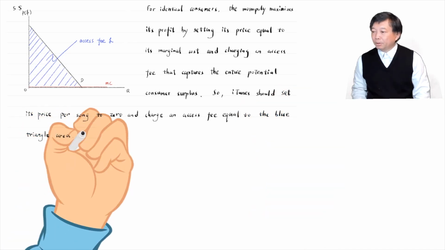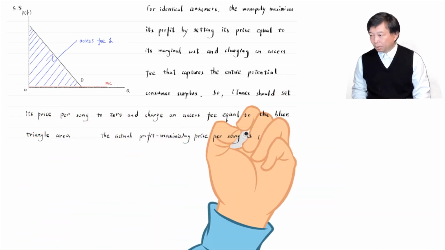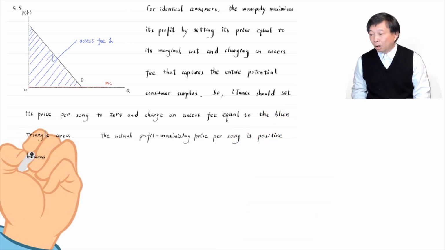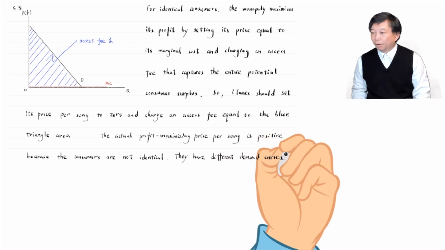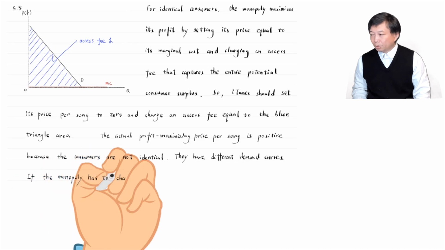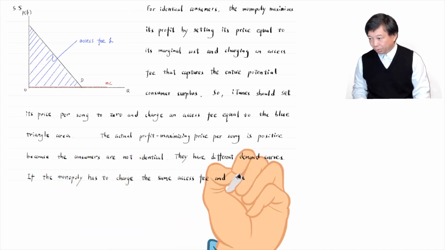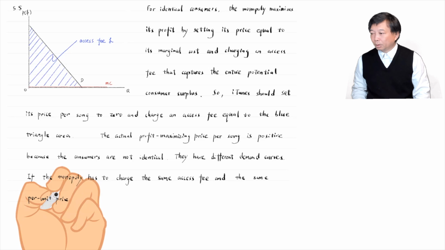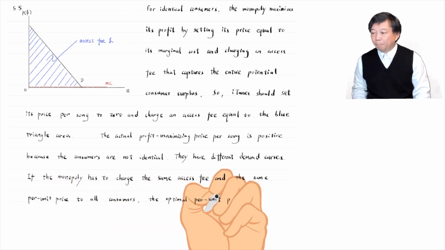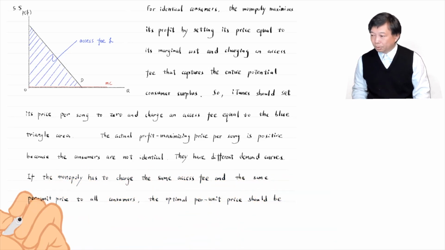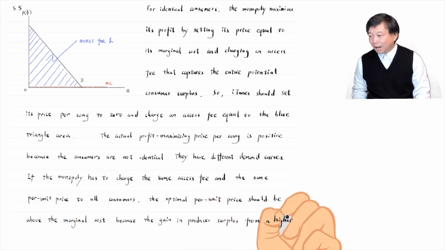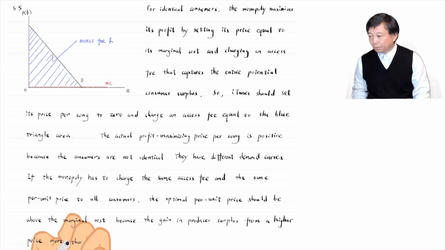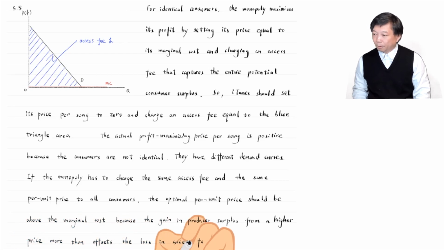The actual profit maximizing price per song is positive because the consumers are not identical. They have different demand curves. From previous exercises, we know that if the monopoly has to charge the same access fee and the same per unit price to all consumers, the optimal per unit price should be above the firm's marginal cost, because the gain in producer surplus from a higher price more than offsets the loss in access fee.